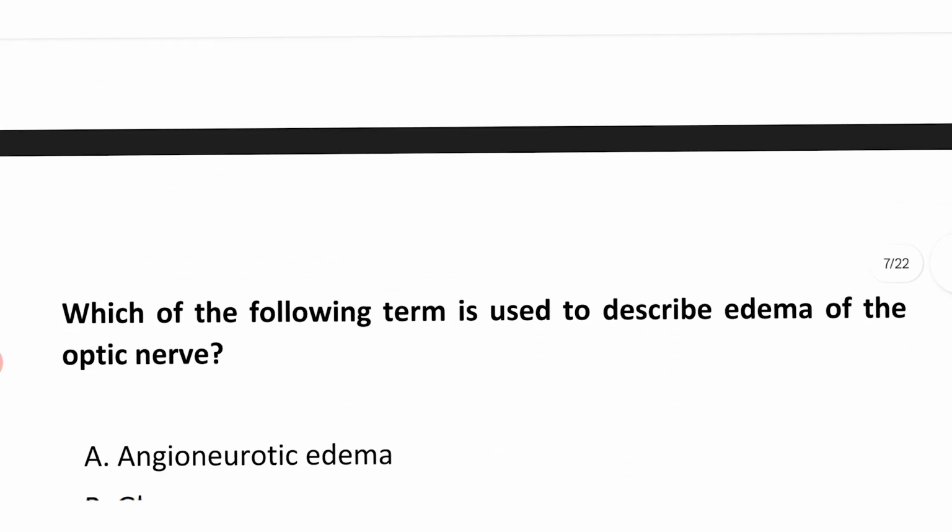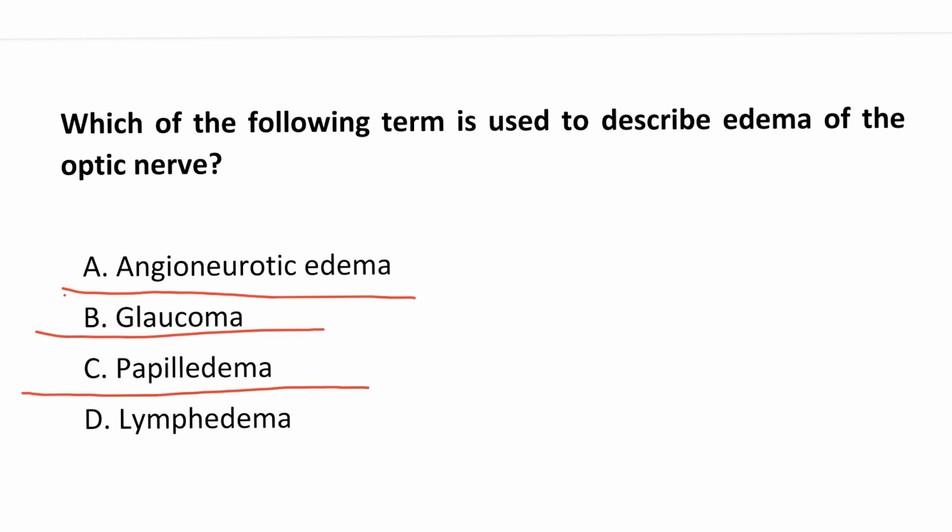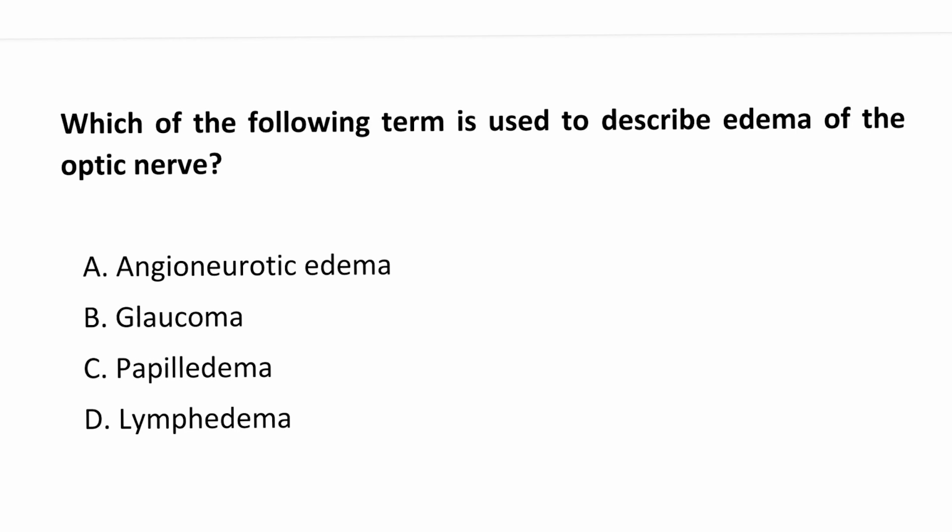The next question is, which of the following terms is used to describe edema of the optic nerve? The options are option A, angioneurotic edema. Option B, glaucoma. Option C, papilledema. And option D, lymphedema. And the correct answer is option C, papilledema. Papilledema is the term used to describe edema of the optic nerve.